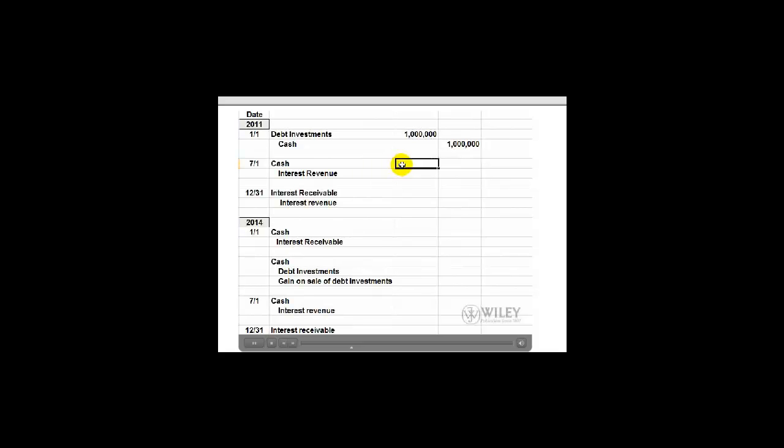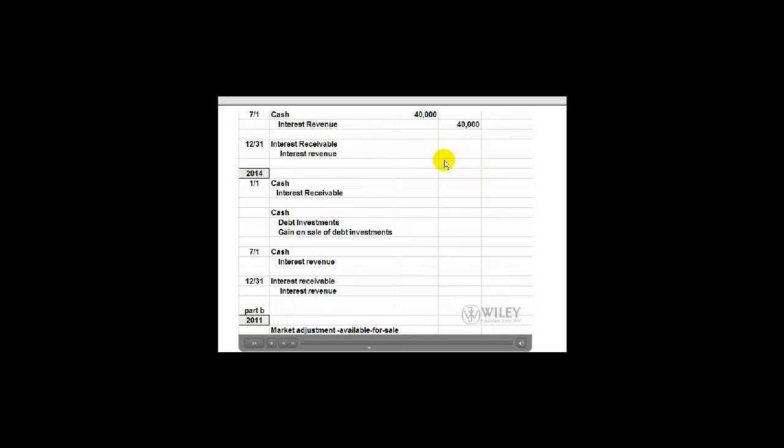On July 1st, receive the semi-annual interest on the Carmen bonds. We take the $1 million as the face value of the bonds times the 8% times 1/2 year. We debit cash for $40,000 and credit interest revenue for $40,000. On December 31st, we have the accrual of interest at year-end on the Carmen bonds. We debit interest receivable for $40,000 and we credit interest revenue for $40,000.